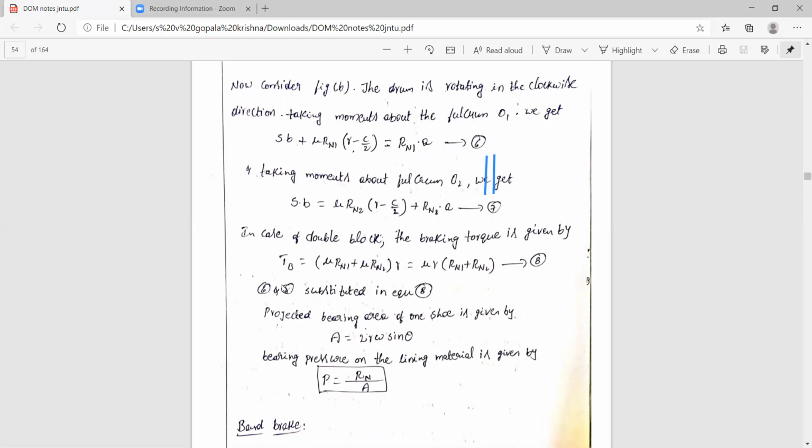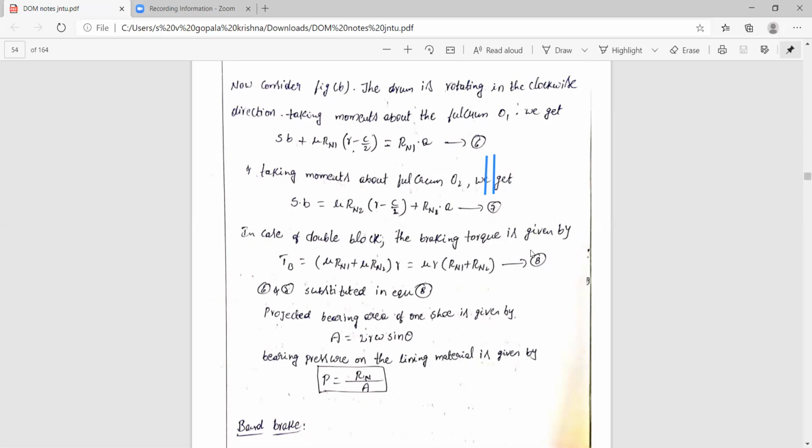So this is the double block brake, or double shoe brake. In the case of a double block brake, the braking torque is given by TB equals mu Rn1 plus mu Rn2 into R. Taking out the similar terms, mu R into Rn1 plus Rn2, this is taken as equation number 8.